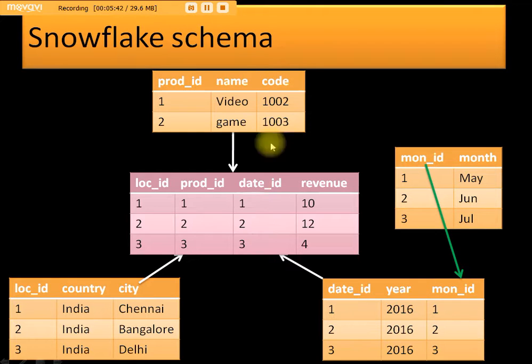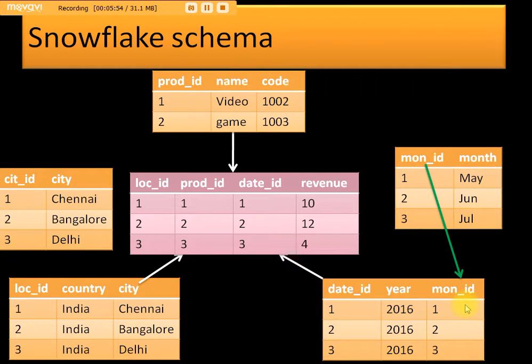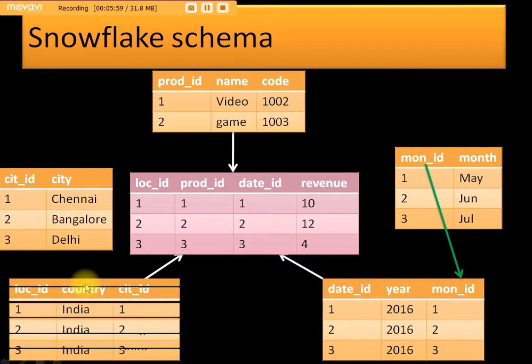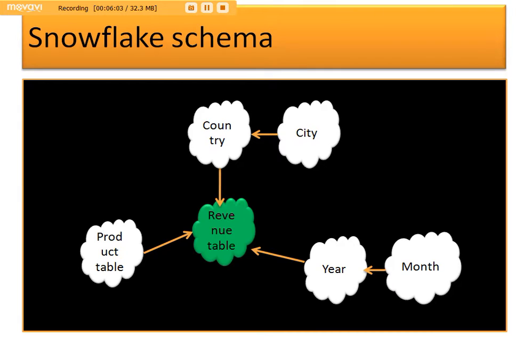Here the thing to understand is that month is also a dimension table and date is also a dimension table. Month and date are referenced with month ID. At the same time, we are replacing the city with a city table. This is how it looks. Finally, the country table will have a reference with the city dimension, and the year dimension will have a reference with the month dimension. It looks like a snowflake spread across, so this type of schema is called a snowflake schema.